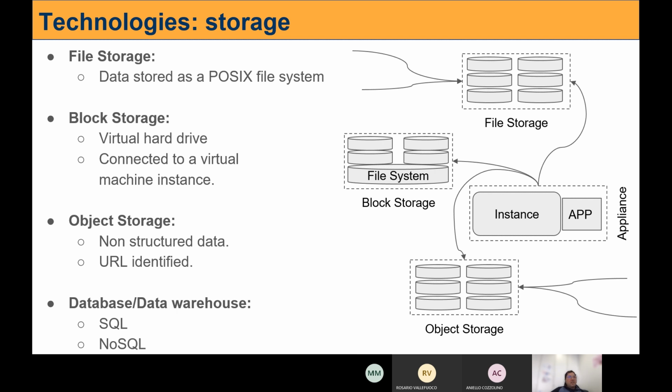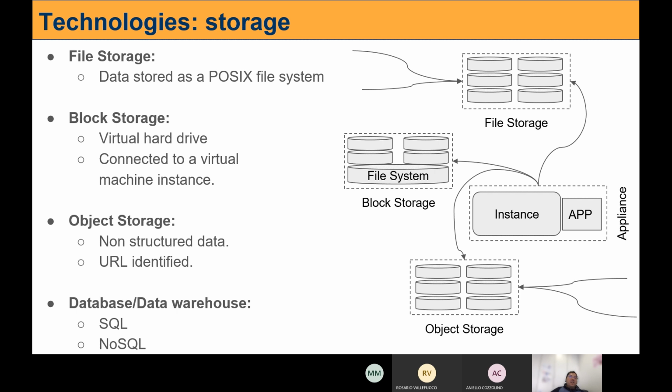Then we have another kind of storage in the cloud. This is object storage. In this case, we have no structured data. We have only blobs, binary large objects, identified by a URL. You can write and read. Definitely, that is good because you don't need a virtual machine to access it. You can access it from everywhere in the world.